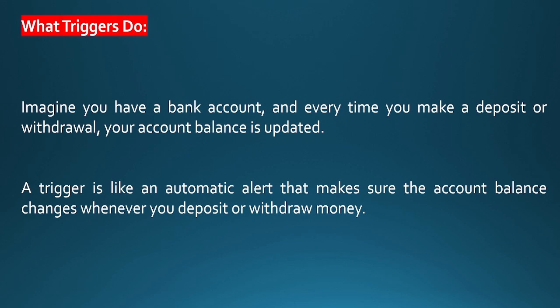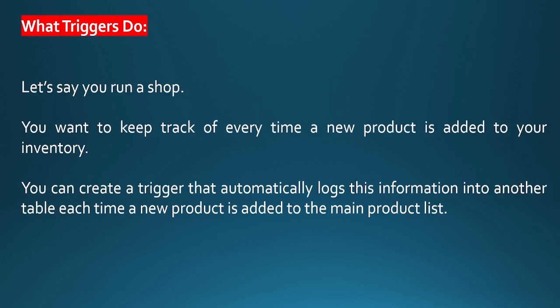Why triggers are there. That means what exactly triggers do for us. Let's take an example first. Imagine you have a bank account and every time you make a deposit or withdrawal, your account balance is updated. A trigger is like an automatic alert that makes sure the account balance changes whenever you deposit or withdraw money, isn't it? So let's take another example to clear the concept.